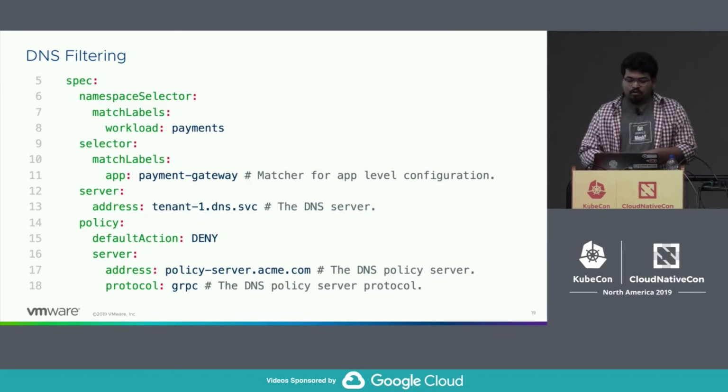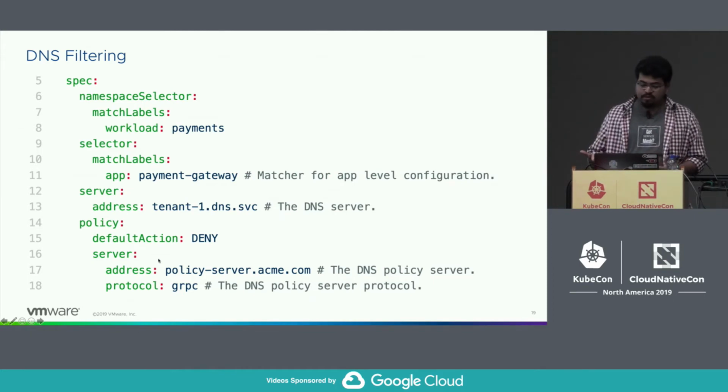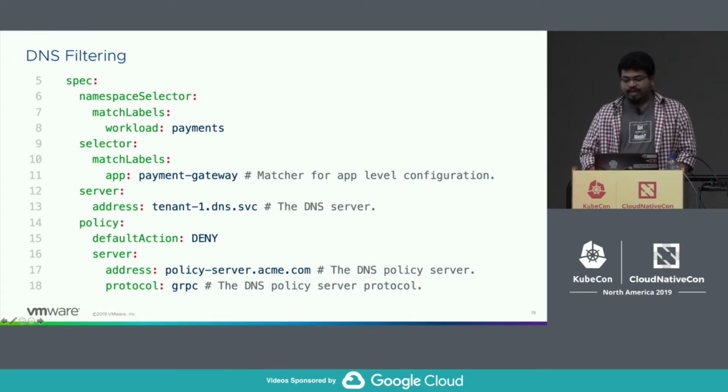Here is an extensible model of the DNS filtering spec. In this case, we route all the DNS policy queries to an external policy server, which understands the gRPC protocol. And whenever a DNS query enters the proxy, we consult this external service. And by default, we can deny any domains that the policy server doesn't understand. One other thing we can do here in the spec is specify the specific application we want to apply this policy over. In this case, it's the payment gateway in the payments workload. So along with the namespace selector, we can also specify an application selector.